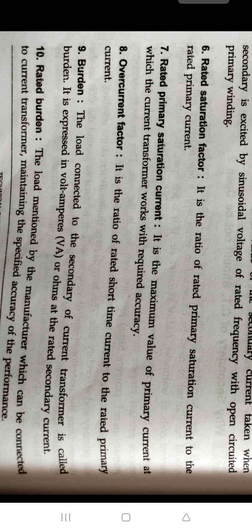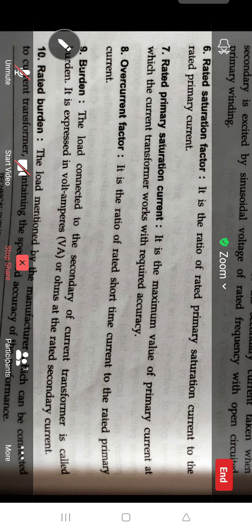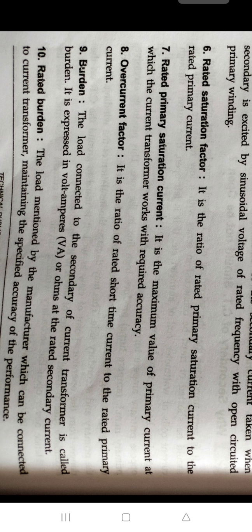9.1 is burden. It is a very important term in current transformer. The load connected to secondary of current transformer is called burden. It is expressed in voltampere or ohms at the rated secondary current. It is normally the load connected to secondary current. 10th one is rated burden. The load mentioned by the manufacturer which can be connected to current transformer, maintaining the specified accuracy of the performance. Okay, so the remaining ones we will also see.